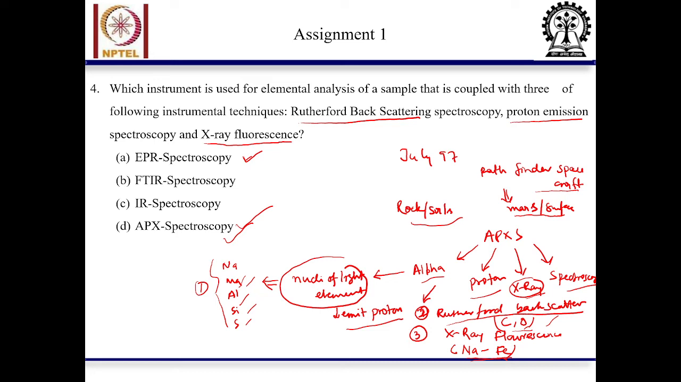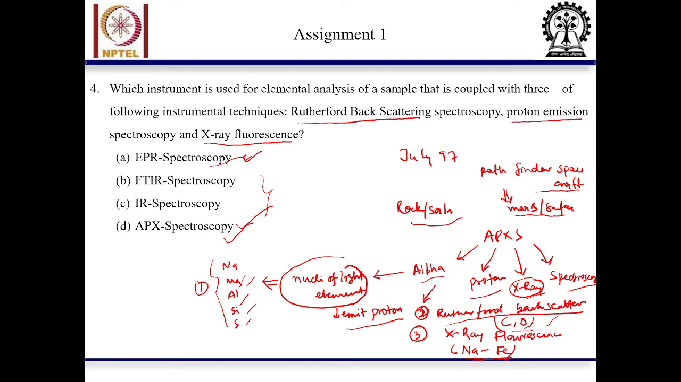EPR is basically where an unpaired electron is there, so to find out which compound has an unpaired electron, we use EPR spectroscopy. In FTIR, we put in IR radiation and measure the transmittance versus wave number. Corresponding to each wave number we find the transmittance, and several organic groups, like carbonyl and alkene, have characteristic absorption at particular wave numbers. So we can find out what functional groups are present in the compound.